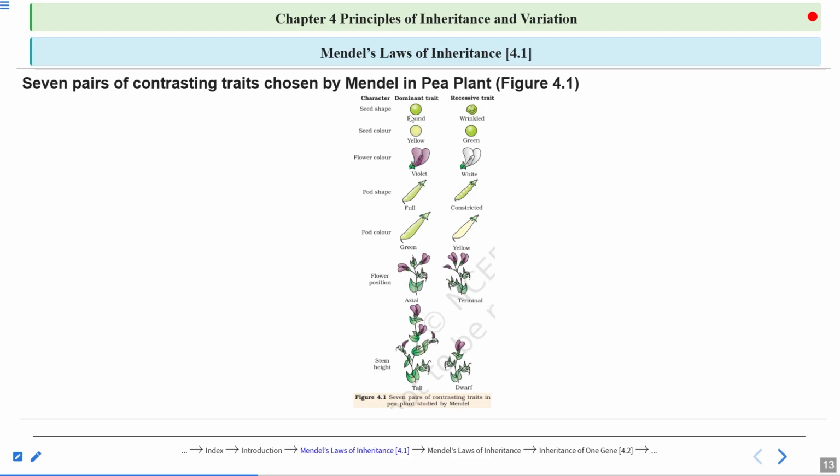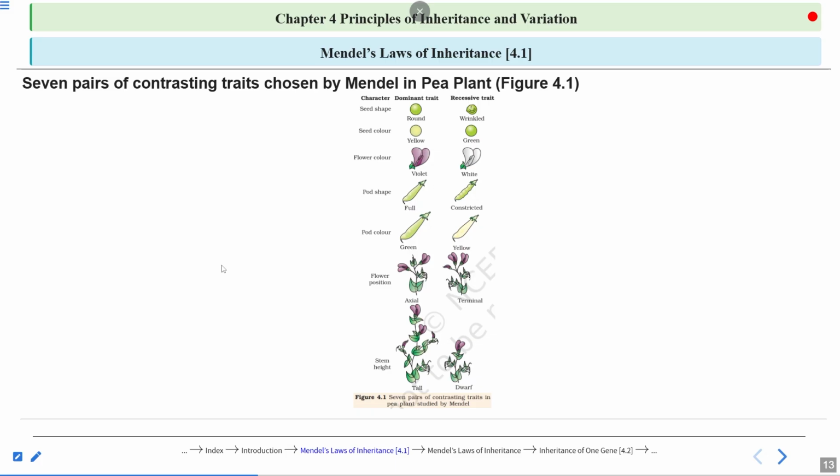Mendel crossed a plant with round seed shape with a plant with wrinkled seed shape, and then separately Mendel crossed a plant with yellow seed color with a plant which has green seed color. Then Mendel crossed a plant in which the flower color was violet. He crossed this plant with another pea plant which has white color flowers. So he chose 14 true breeding plants.